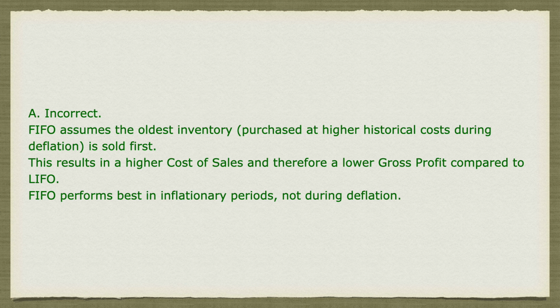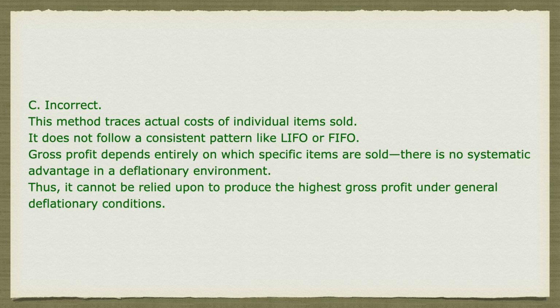A. Incorrect. FIFO assumes oldest inventory is sold first, resulting in higher cost of sales and lower gross profit compared to LIFO. C. Incorrect. This method traces actual costs of individual items sold, making gross profit dependent on specific items sold. It does not consistently produce the highest gross profit under deflationary conditions.